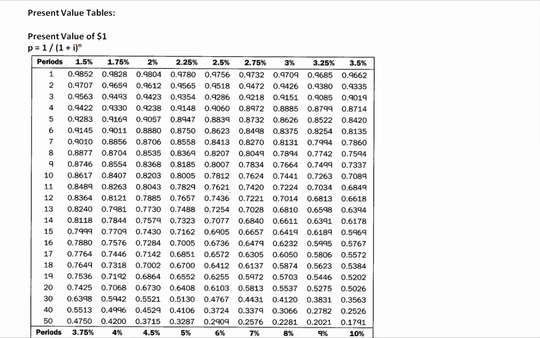Okay, so we're going to be using these, and keep in mind they're at the end of the package, but they're also in the textbook, on pages 521 and 522 of your textbook. But I've got them here so we can reference them.